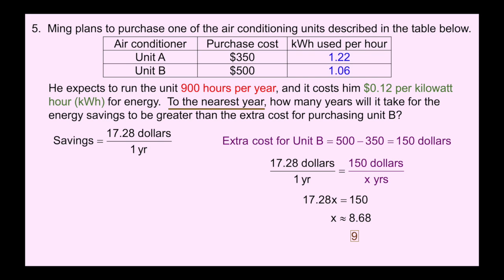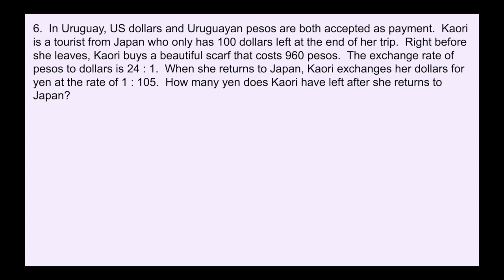So in an example like this, we're thinking about when is it going to make sense to spend the extra money to purchase unit B? Well, obviously, if you're planning on staying in this property for a long time and using this air conditioning system for a long time, it makes sense to go with unit B. But in some situations, it might make more sense to go with unit A.